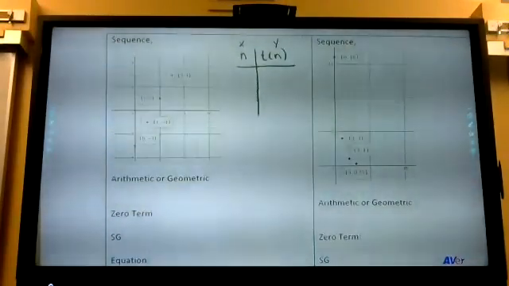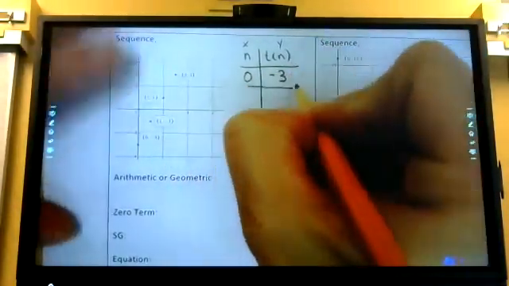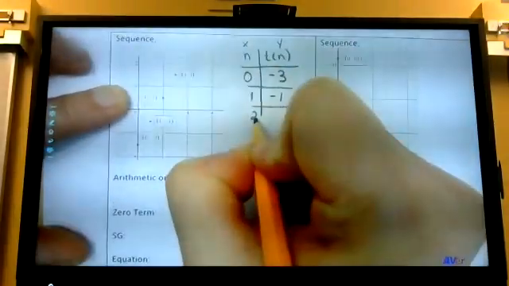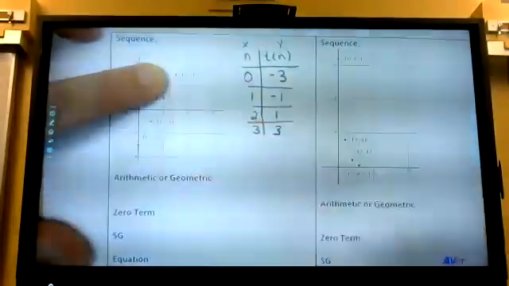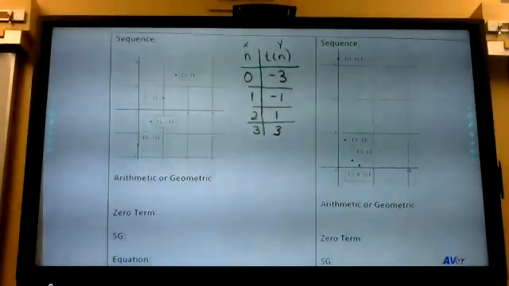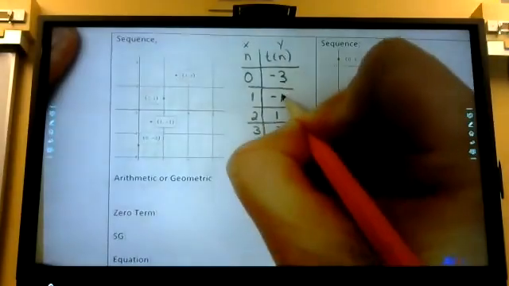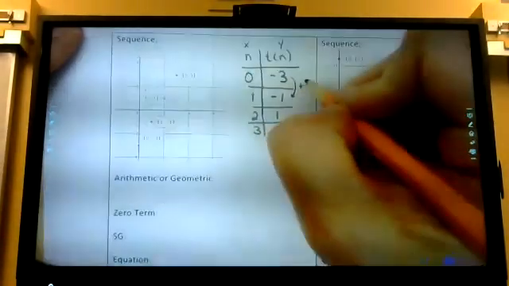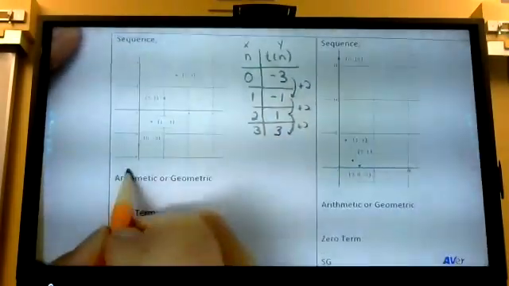Now let's put in our terms. So the zero term is negative 3. Our first term is negative 1. Our second term is 1, and our third term is 3. Okay, so now we start with, what is this? I like the table format because I can see if I'm at negative 3 and I go to negative 1, I go to 1, that's a pretty consistent pattern. I'm probably adding something, and I'm adding 2. So that means it's arithmetic.